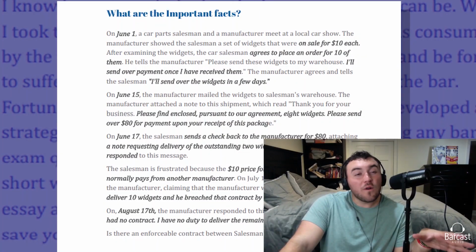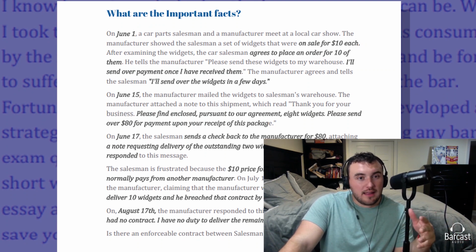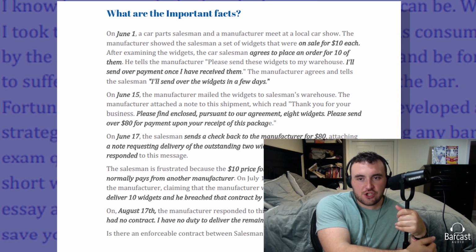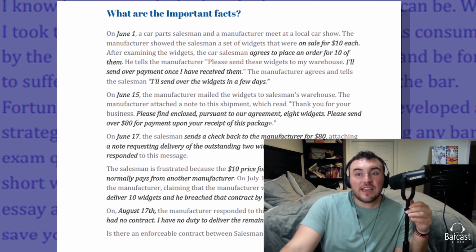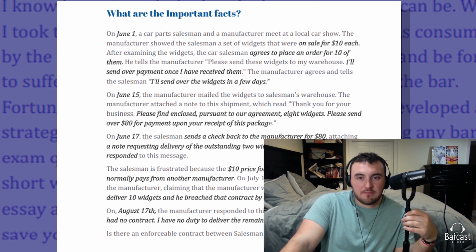So what do we have next here? I want to break down the important facts, okay? If you look at the sheet, I think it's the 4th page, I have listed the important facts. In this first paragraph, I've highlighted June 1st. I've highlighted on sale for $10 each. I've then highlighted agrees to place an order for 10 of them. Then I've highlighted I'll send over payment once I've received them. Then I highlighted I'll send over widgets in a few days. Next paragraph, it's June 15th.